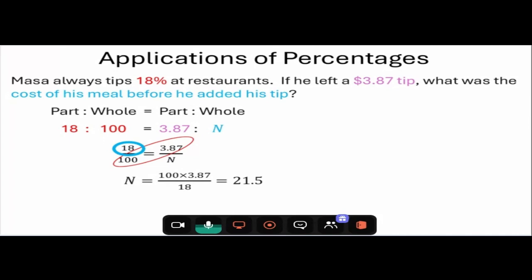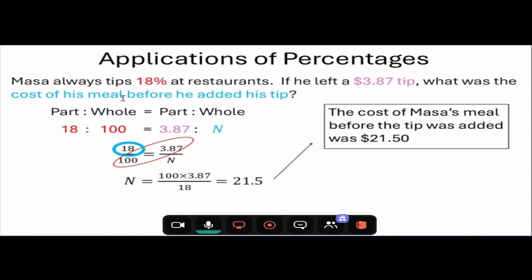Now let's interpret that, because this is a word problem. We want the cost of his meal, so you wouldn't say that's going to be $21.5, right? You'd say $21.50. So there we go. Massa's meal before the tip was added was $21.50.